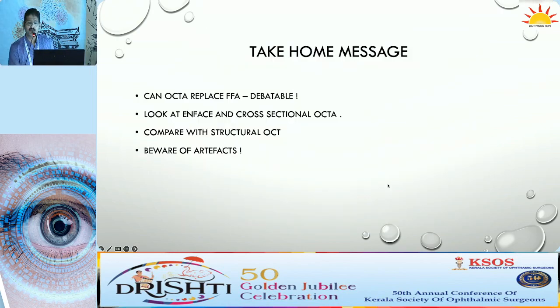So my take-home message is, can OCT replace FFA? At this moment, it is debatable, but by probably the 60th or 70th Drishti, we might be talking about FFA being obsolete. Look at the NFAS image and cross-sectional OCT. Don't just go on face value. It's always a good thing to compare it with structural OCT and beware of artifacts.